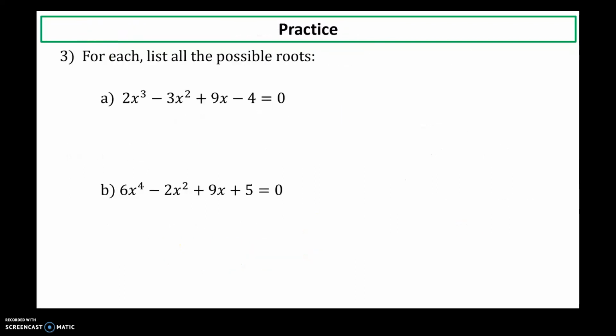Okay, so list all the possible roots. P. Okay, so p are the factors of my constant term. And notice I use plus or minus. It doesn't really matter that this is a negative 4. The factors of 4 are 1, 2, and 4. Okay, 1 times 4 is 4, 2 times 2 is 4. So we would only have to list the 2 one time.